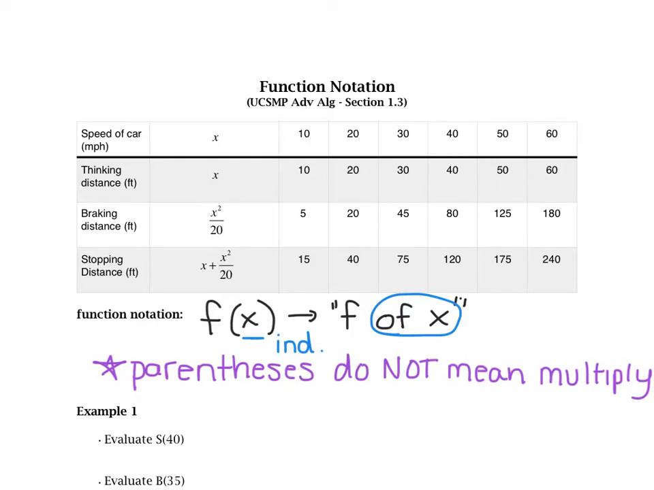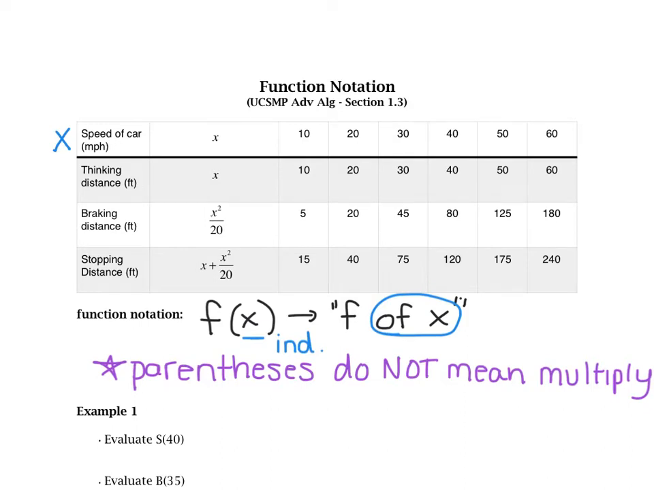So whatever our input is into our function, that's what's going to go right there in those parentheses. So up above there, you've got this table, right? This right here. And this table kind of indicates some different types of functions that are going on, and they're all a function of speed of the car. So here, x represents the speed of the car. That's your independent variable. And this is discussing thinking distance, braking distance, and stopping distance.